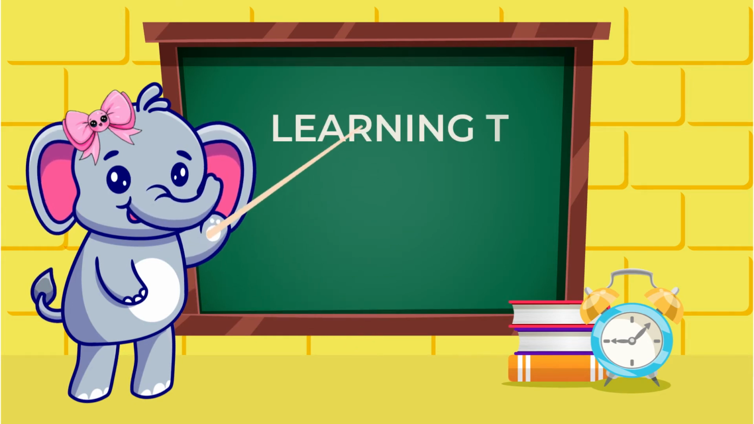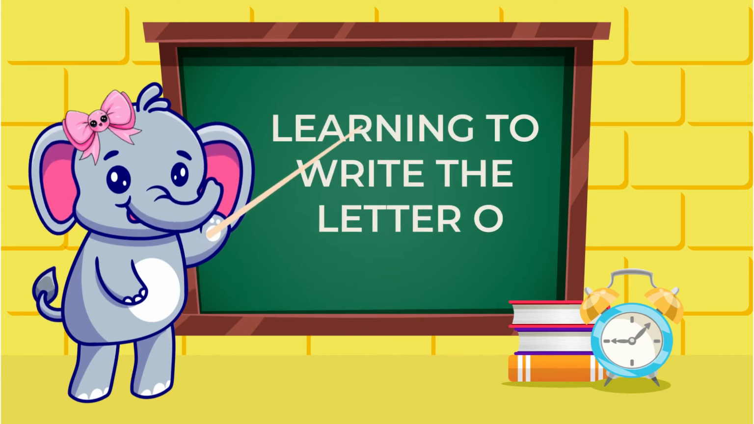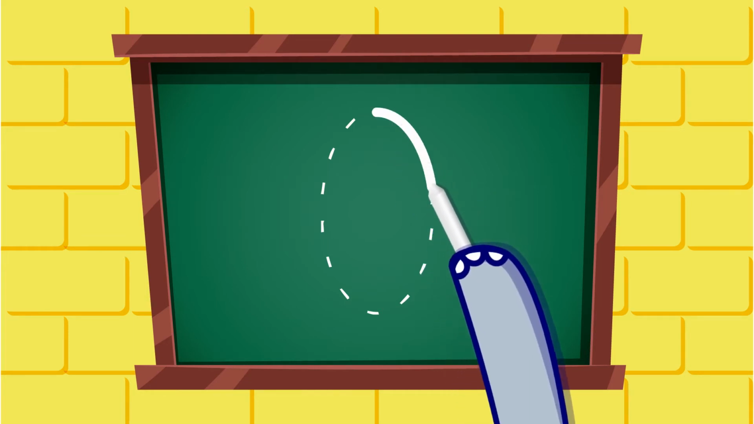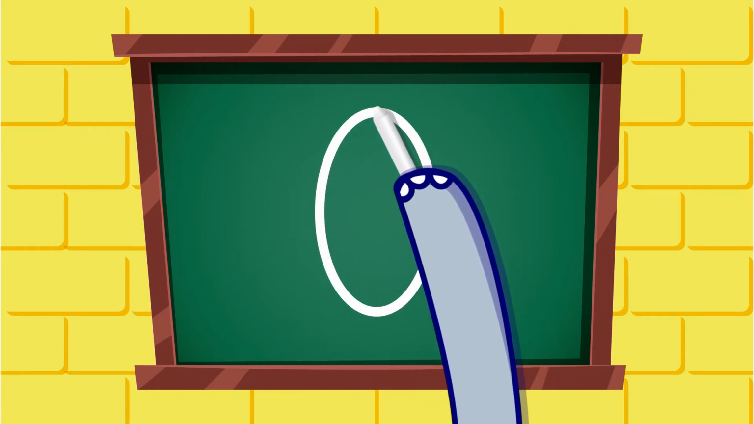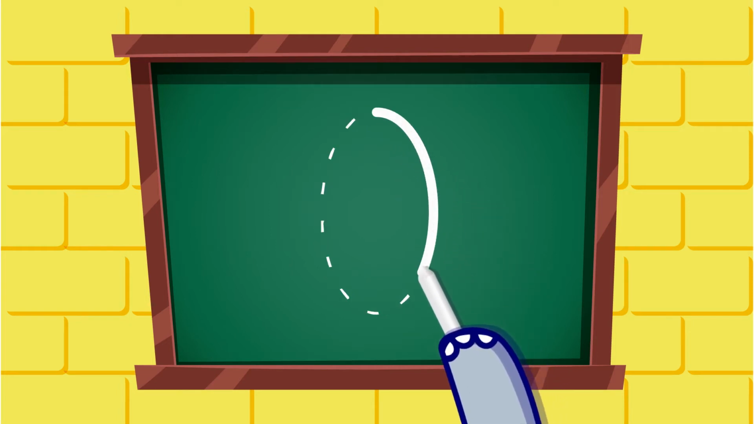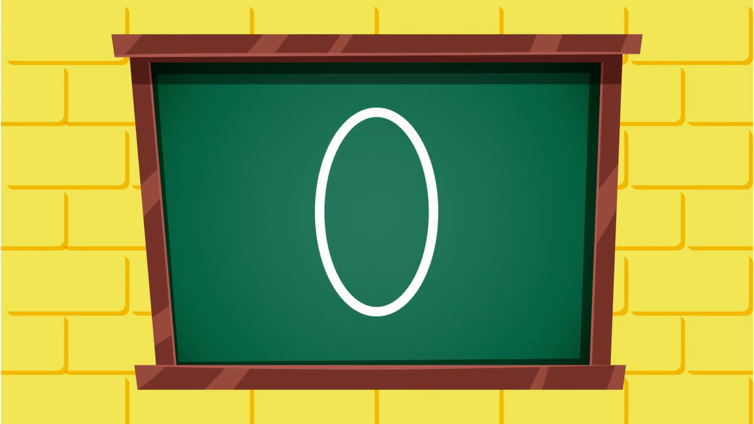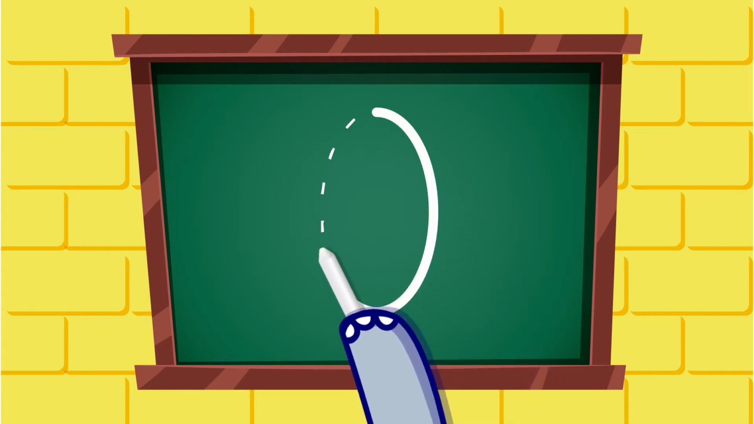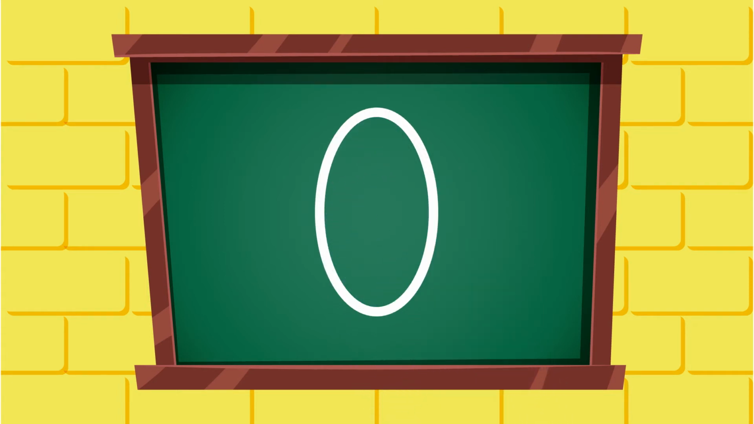Let's learn how to write the letter O. To write uppercase O or big O, start at the top and make a big circle to the left. Let's try it again. Make a big circle to the left. That's the letter O. Now why don't you try? Great job!